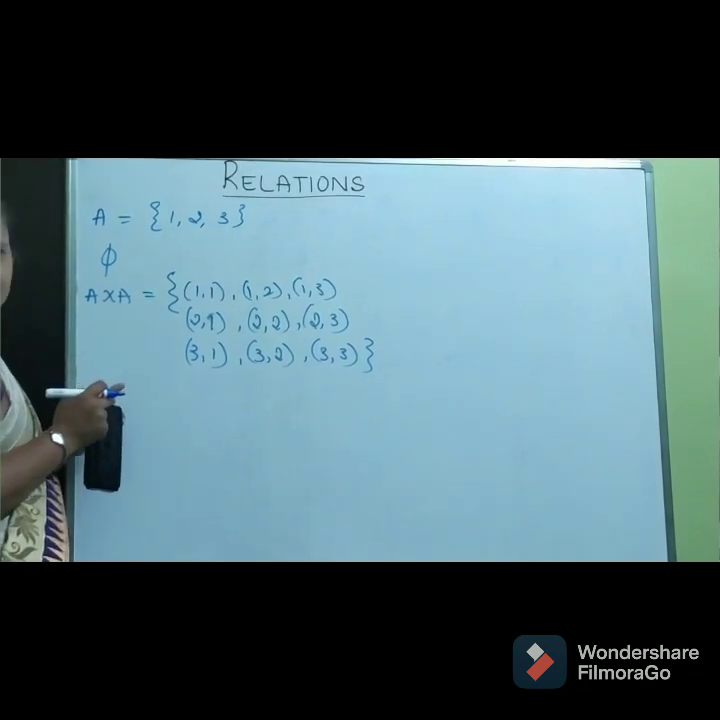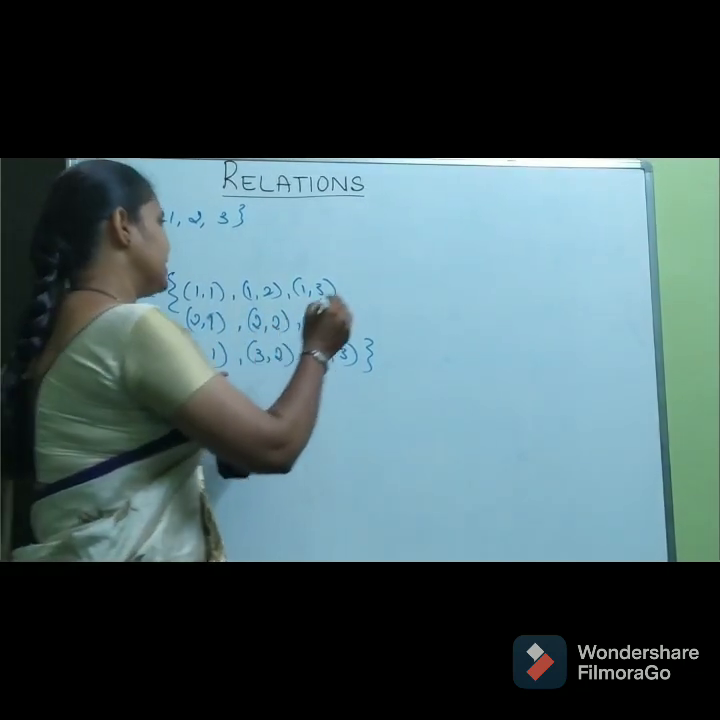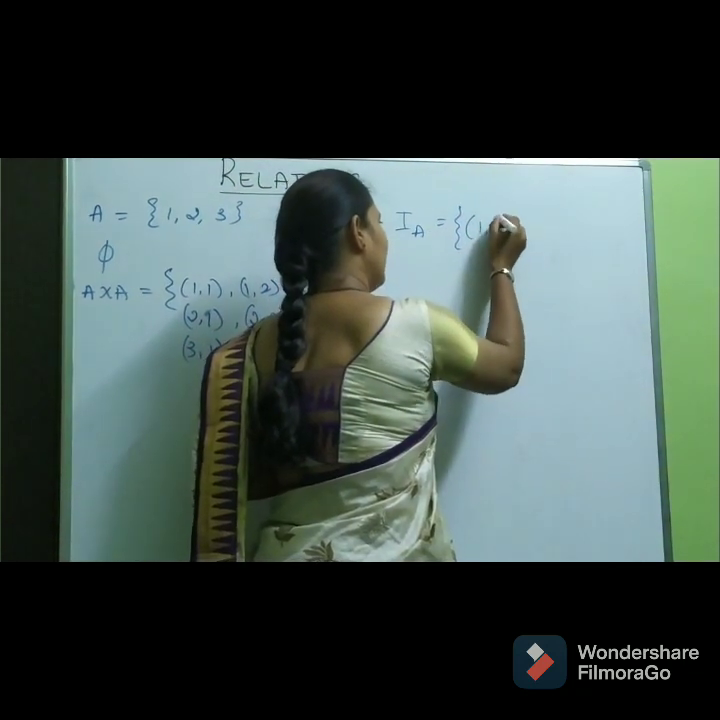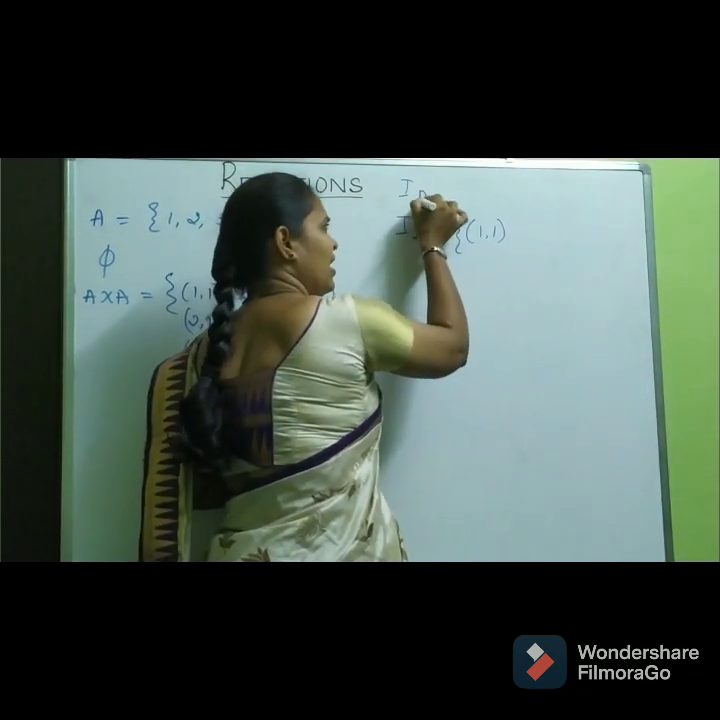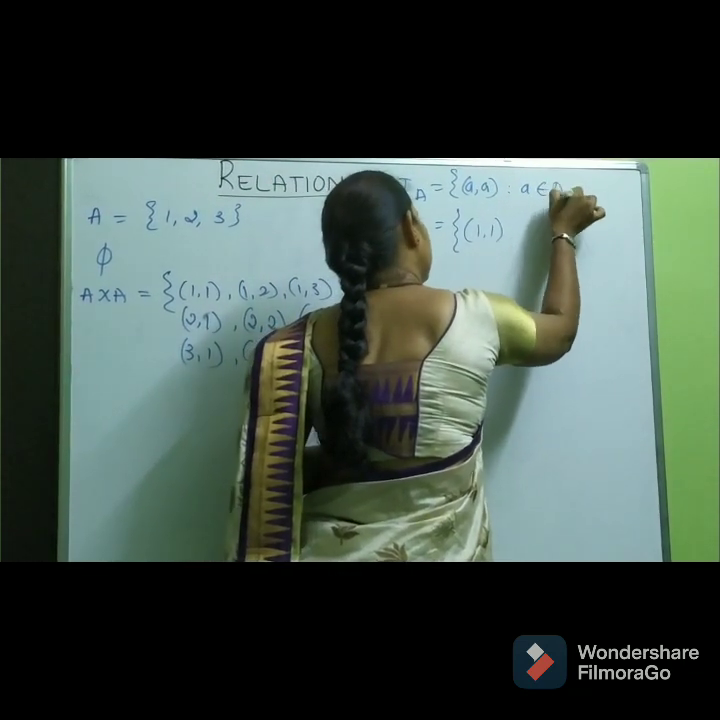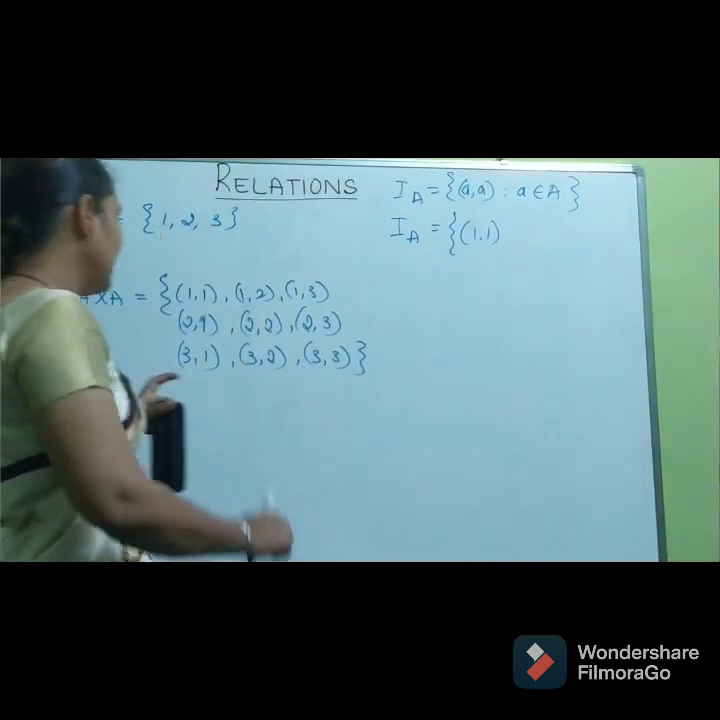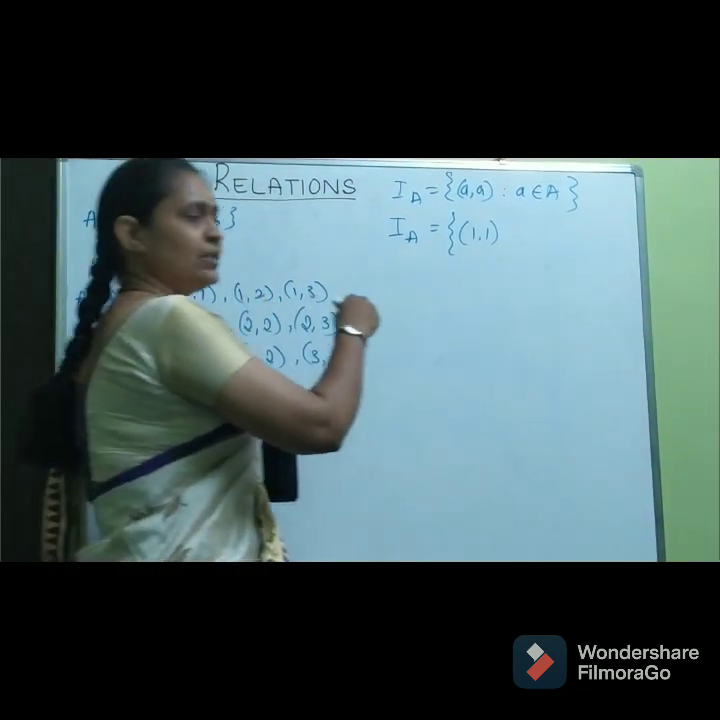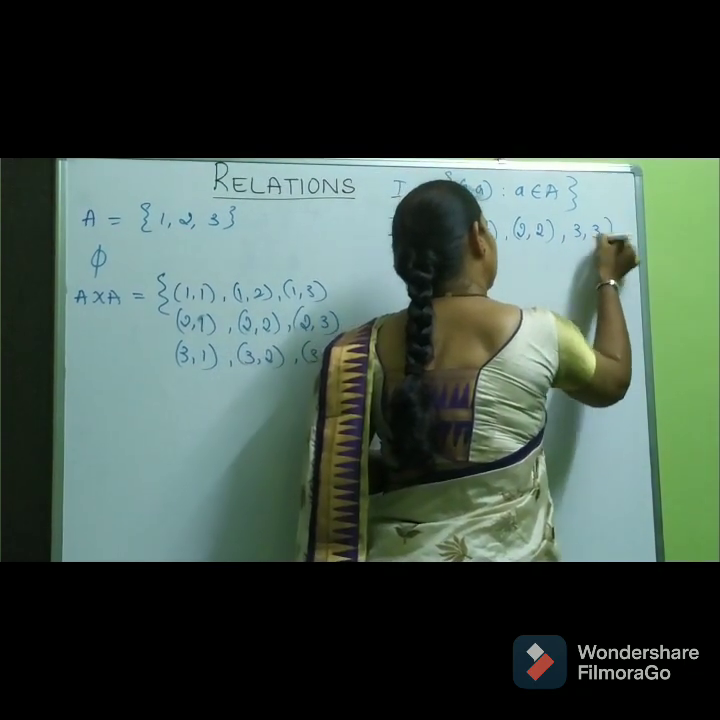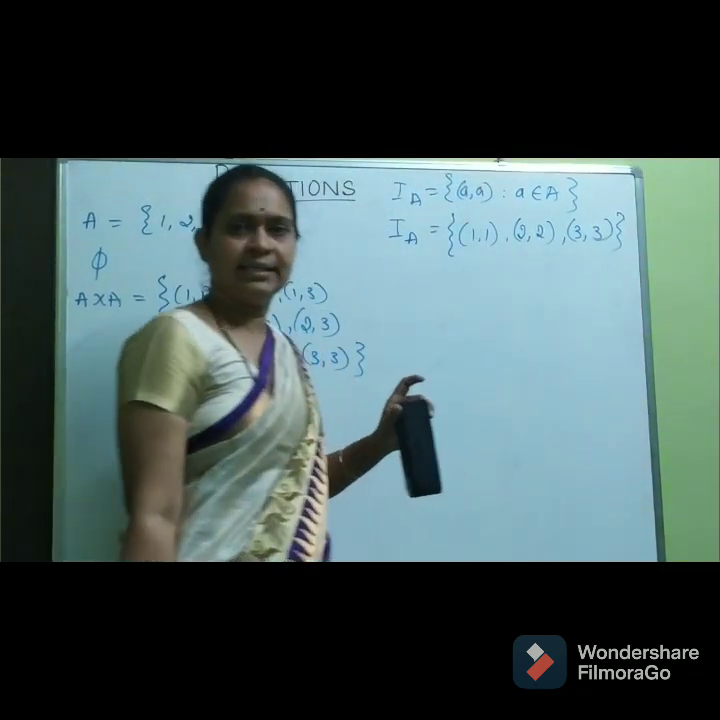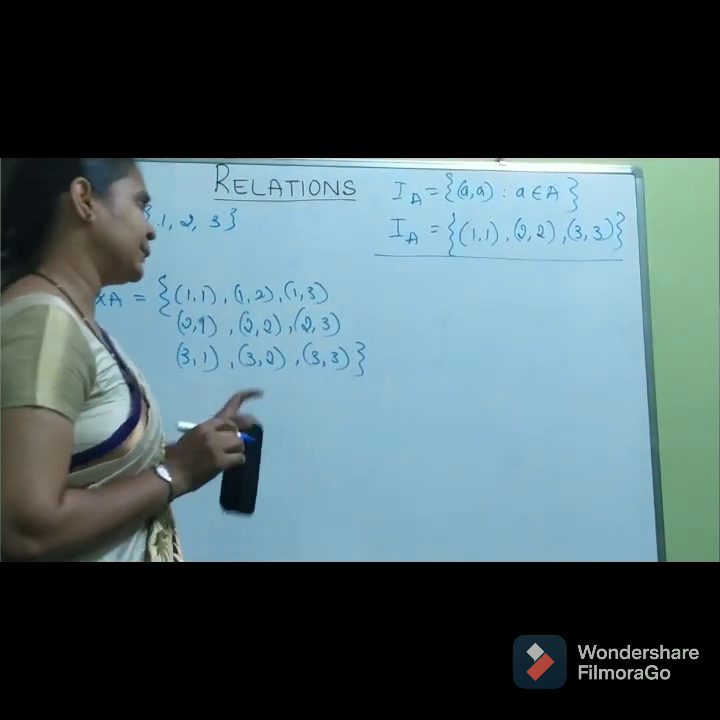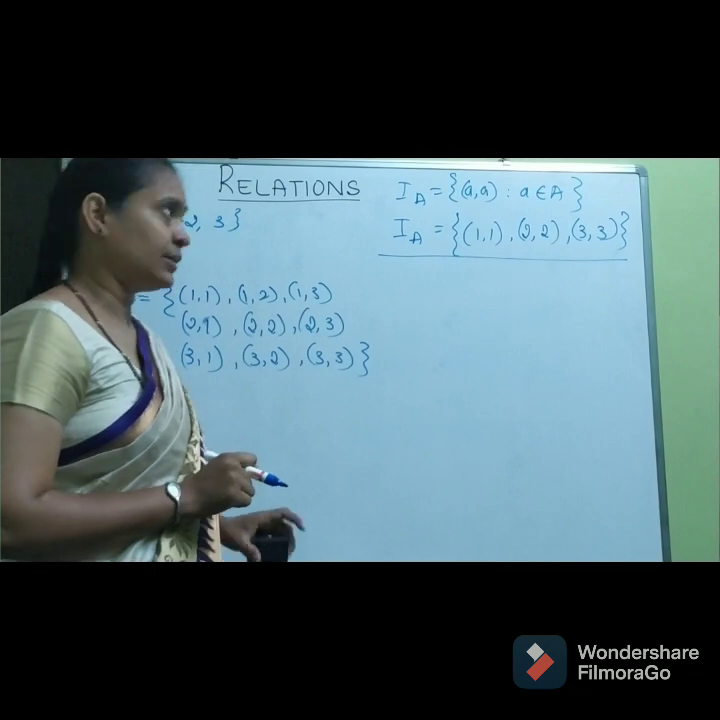What is the identity relation in this? The identity relation I_A is equal to {(1,1)...}. See, what is our definition? I_A is equal to (a, a) such that a belongs to A. Since 1 is there in A, it is (1,1), (2,2), (3,3). This is the identity relation. It is very important, and I will tell you why it is very important.